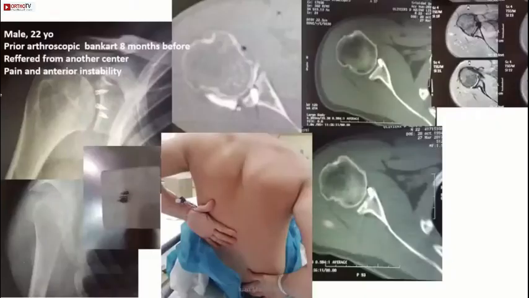This is a typical patient for our open Bankart indication: 22 years old, he had a prior arthroscopy 8 months before. He was referred from another center, presenting pain and anterior instability. In this kind of patient, in which we plan a hardware removal and we suspect a soft tissue problem, we don't doubt in performing an open Bankart.